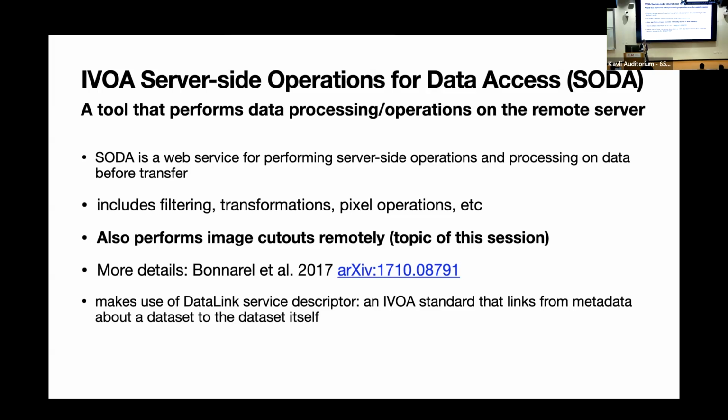I have some links here for more details. In particular, the way that this is enabled is that it makes use of the DataLink service. The location of the remote image that you want to take a cutout of is accessed via this DataLink. It points to the data set and the metadata for that data set, and allows you to tell the server where that data is to do the operation remotely.